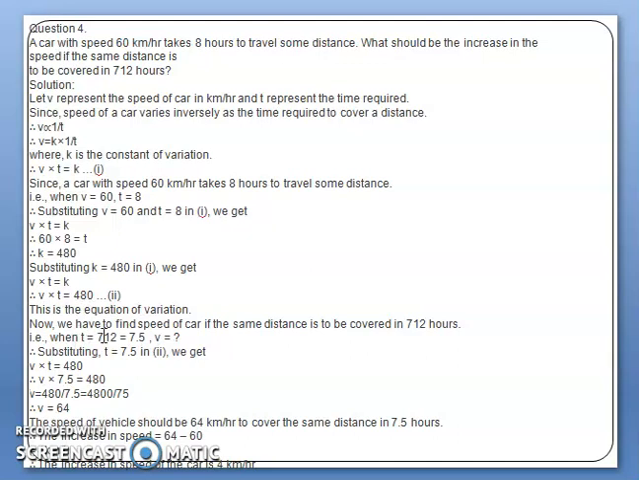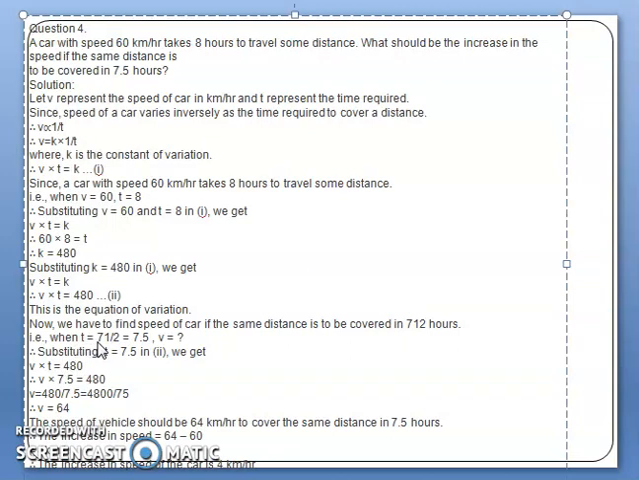So here now we have to find the speed of the car if the same distance is to be covered in 7 1/2 hours, that is, when T is equal to 7.5 and we have to find V. I'm repeating, when T is equal to 7.5 hours, it is given in your question. We have to find V right now. So the speed we have to find.